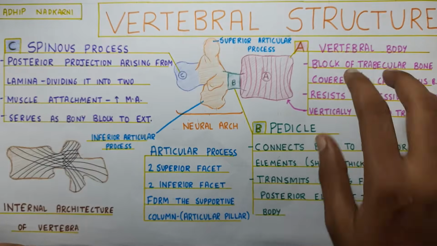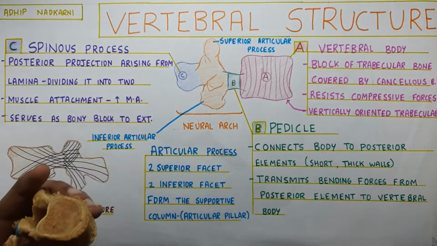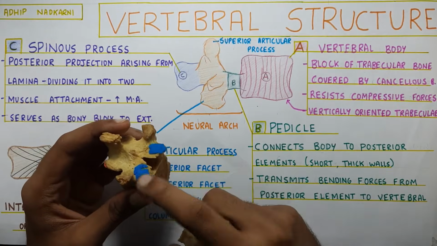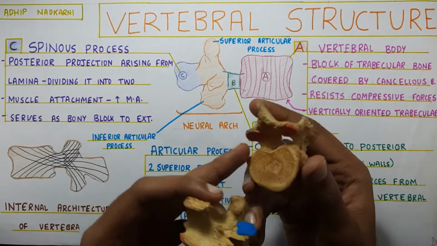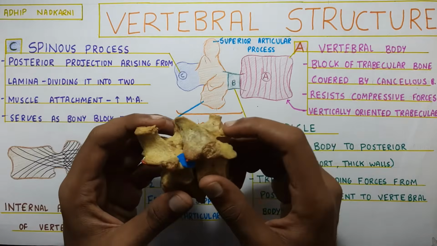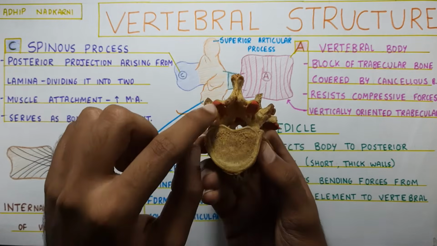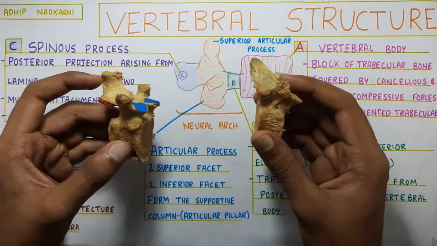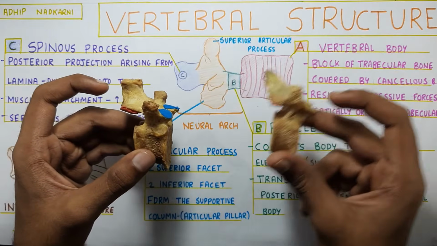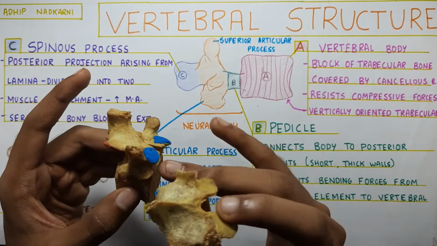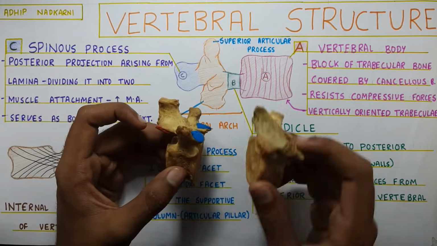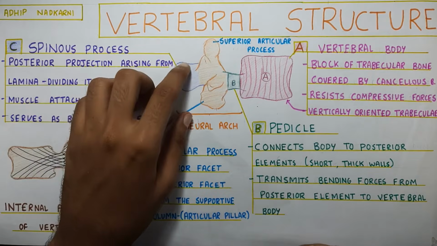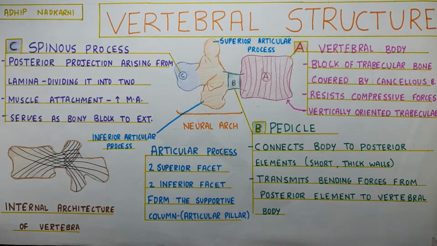Again, what did we see? We saw this is the vertebral body, then we saw the pedicle, then we saw the articulating surfaces. These are the superior articulating surfaces which articulate with the inferior ones like this over here, and the inferior ones over here will be articulating with the superior ones of the next vertebra. This is how it keeps articulating one on top of another, inferior with the superior, inferior with the superior of the other one. Then we saw the spinous process over here, and also we saw the internal architecture.